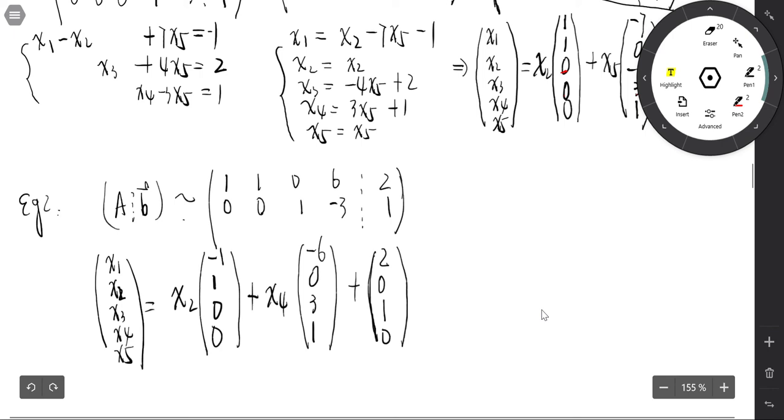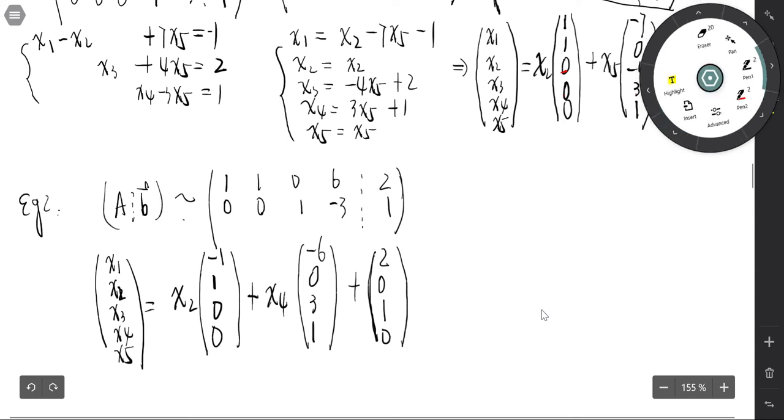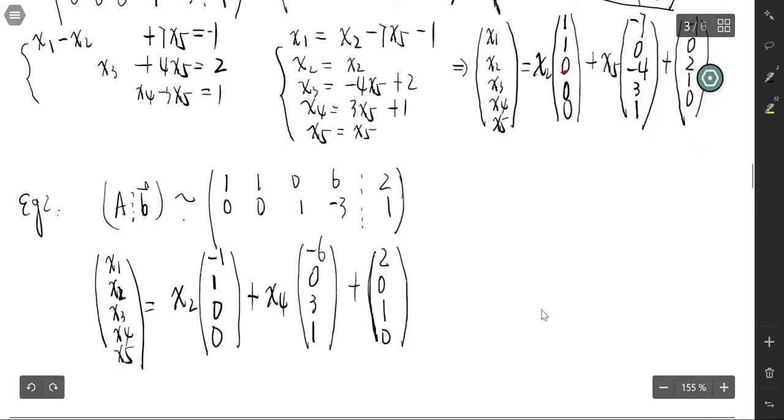That means we can write down the solution directly from the reduced row echelon form. It's much faster. We don't need to take time to write down the linear system. We can write the solution directly. Okay, that's how to solve a linear system efficiently.